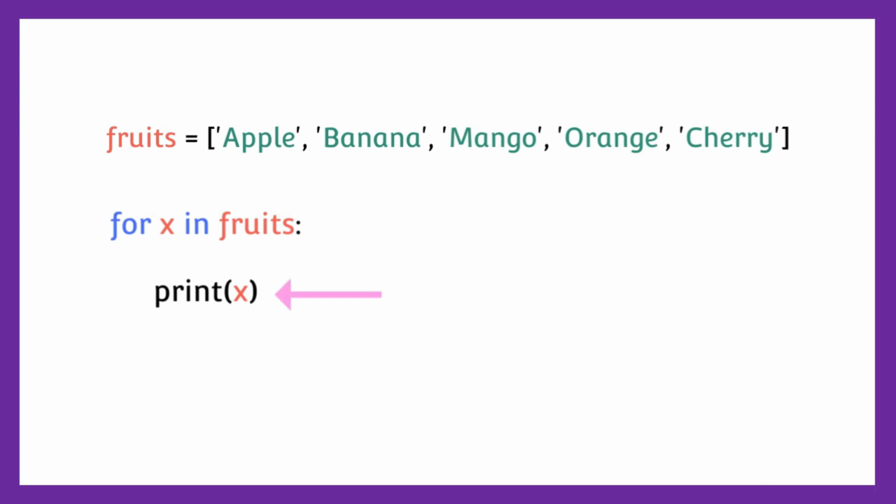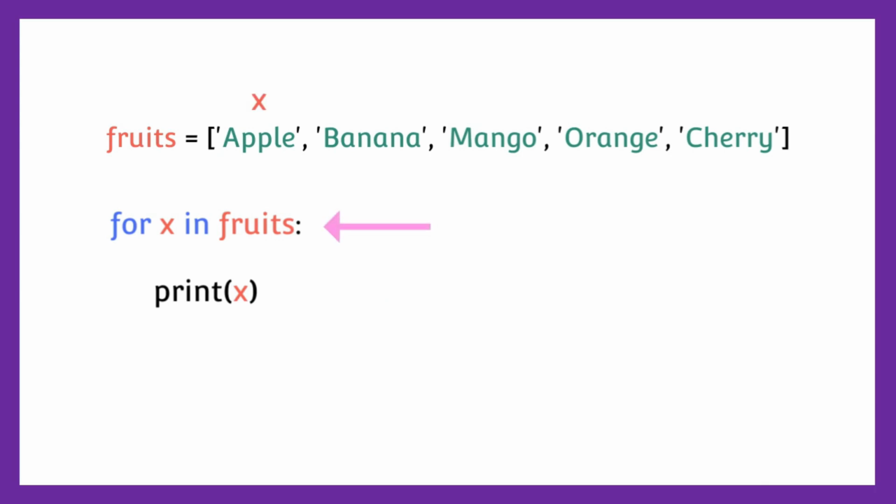Below we write our code which will execute multiple times. And here we are simply printing x. What this for loop will do is iterate on the list of fruits, starting from the first till the end. In each iteration, the loop will fetch a value from the list and store it in variable x, and we print the value of x in each iteration.